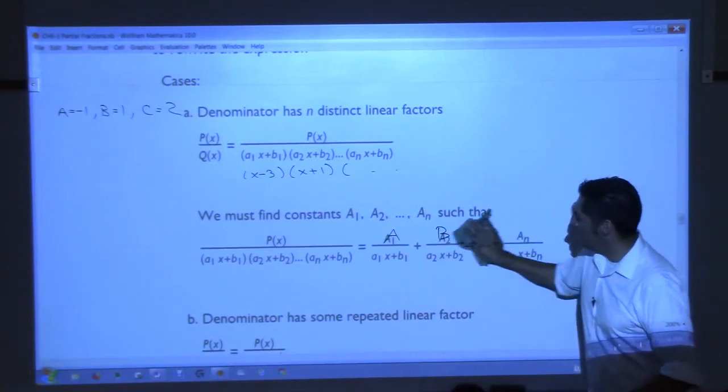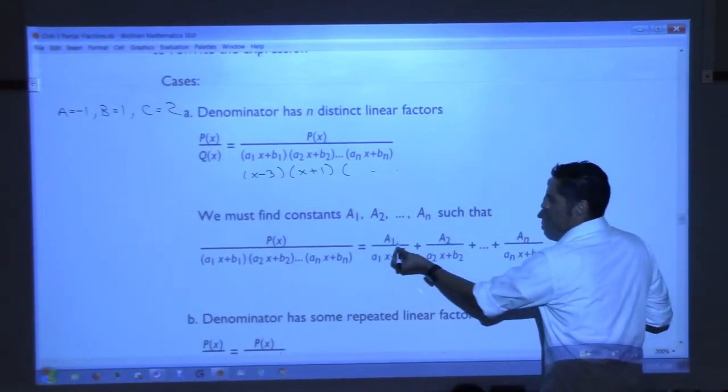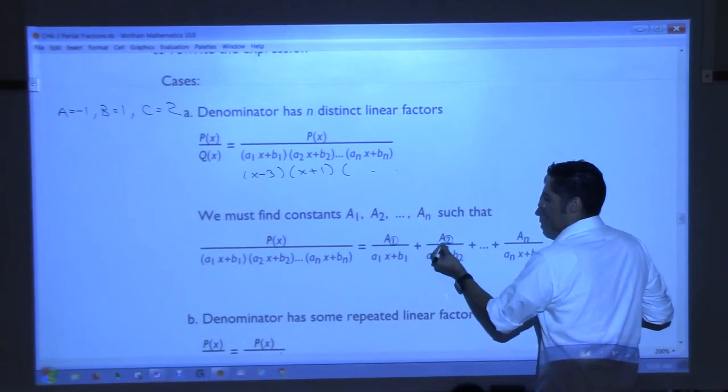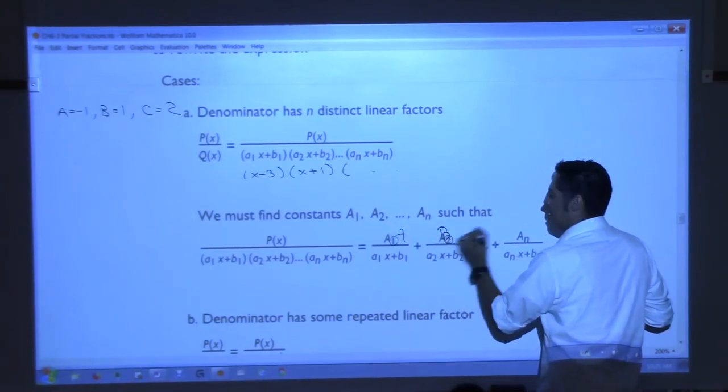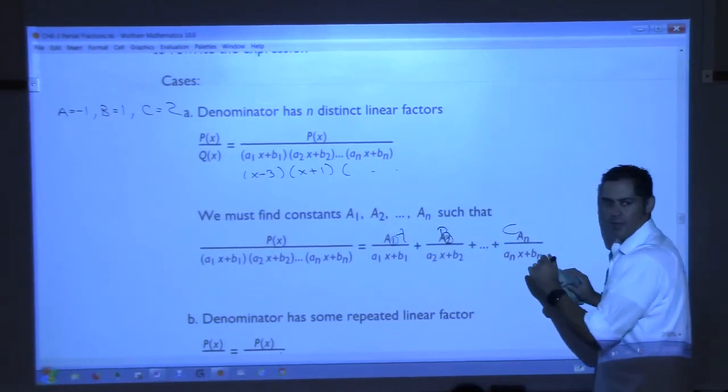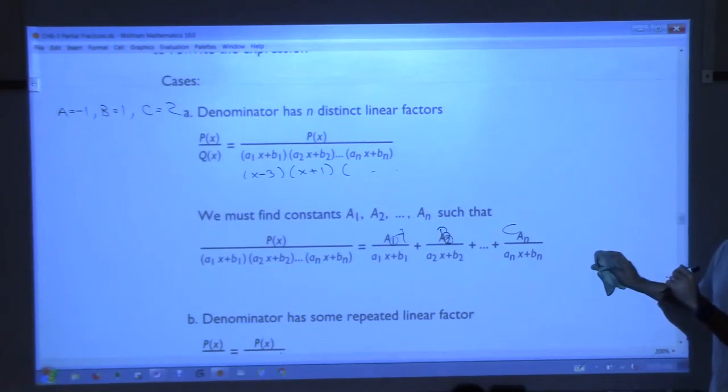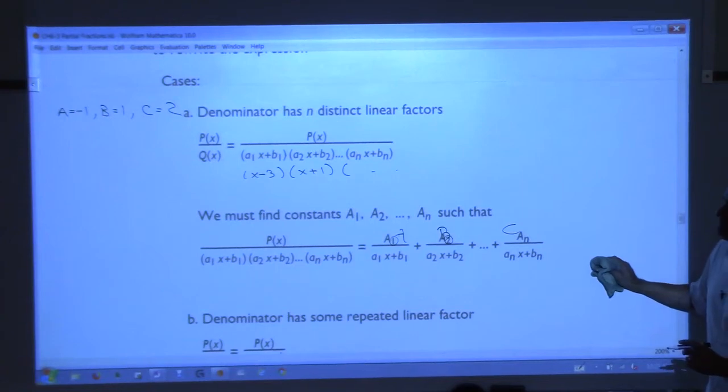Now, why do they use subscripts? Why do we use subscripts in math instead of doing like A, B, C? You don't know why we use subscripts? To make it look worse than it is, yes. To make people not want to do math, exactly.